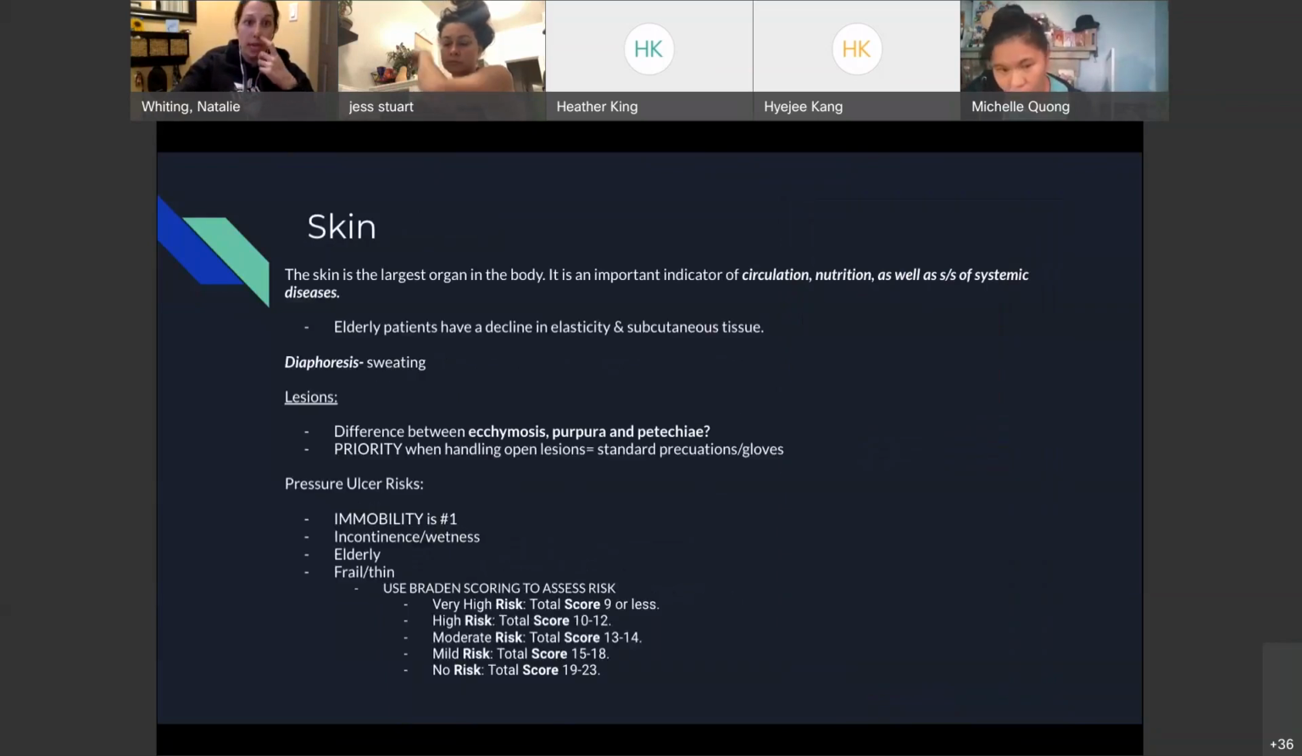Okay. So skin. The skin is the largest organ in the body. It is an important indicator of circulation, nutrition, as well as signs and symptoms of systemic diseases. Elderly patients decline in elasticity and subcutaneous tissue.